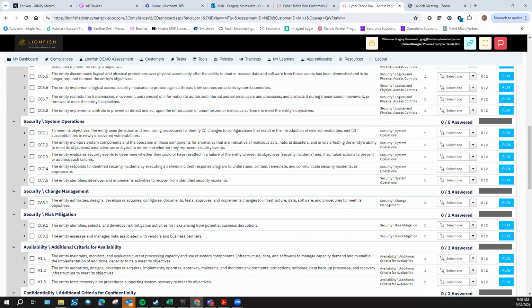Let's get started. Okay, so we're going through SOC 2 compliance. We're using the Lionfish platform to identify and recognize each of these controls. We're also going to use the platform to store the controls and the evidence of the controls, because you have to have evidence to show your auditor. And then you can pass a SOC 2 audit and become SOC 2 certified.